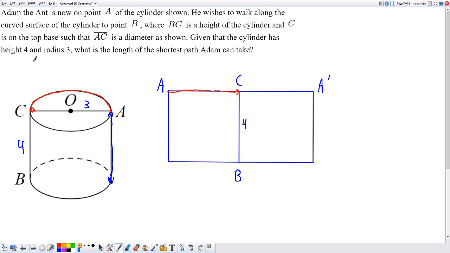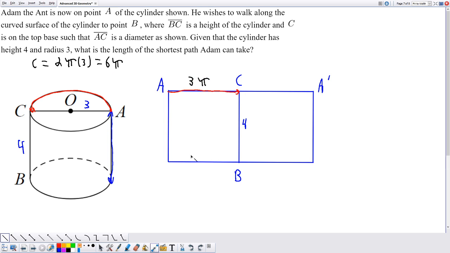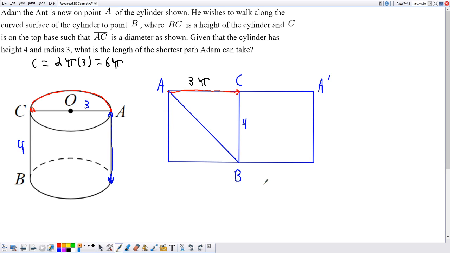Well, the circumference is equal to 2 pi r, and our radius is 3. So it ends up being just 6 pi. But we don't want the entire circumference, we want half of it since it's traveling along half of the circle. So half of 6 pi is just 3 pi. So now we can figure out that the shortest path from A to B along the curved surface would be the straight line represented on this rectangle.